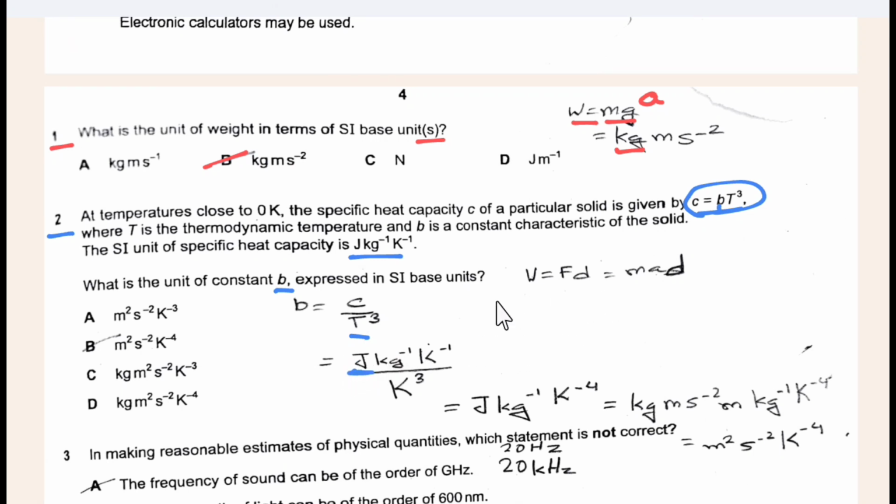to SI base units. So we know that the SI unit of work is joule, and work is equal to force into distance, and force is equal to mass into acceleration. Force is equal to mass into acceleration into distance. So the SI unit of mass is kg, the SI unit of acceleration is meter per second square, the SI unit of distance is meter, and for Kelvin to the power -4, it would be just Kelvin to the power -4 and kg inverse. After substituting the values, we get the unit as meter square per second square Kelvin to the power -4. So meter square per second square Kelvin to the power -4, that is B.